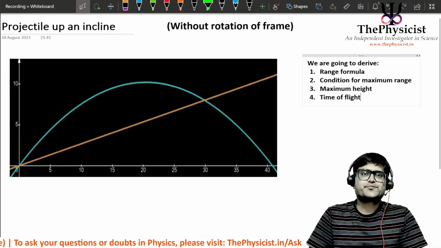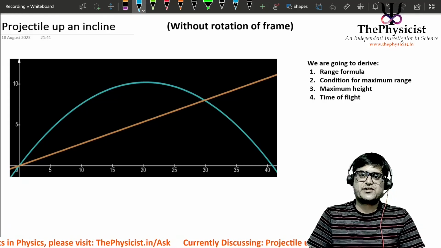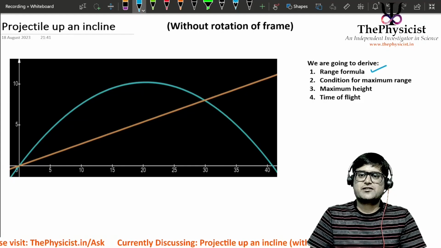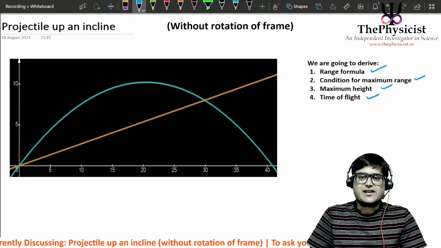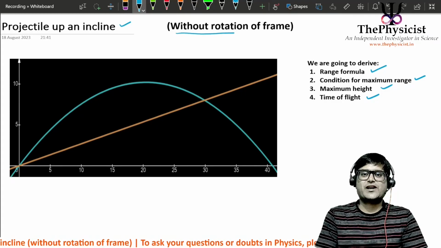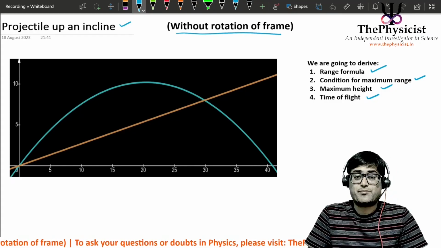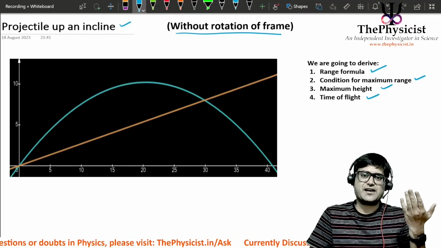Namaste students. In this lecture, we are going to derive the expression for the range formula, the condition for the maximum range, and the maximum height and time of flight for a projectile up an incline without rotating the frame, which you would find in most of the videos where there is a projectile thrown up an incline.